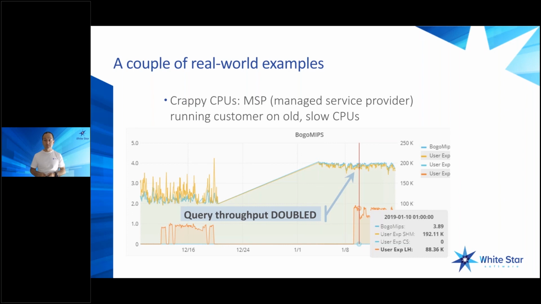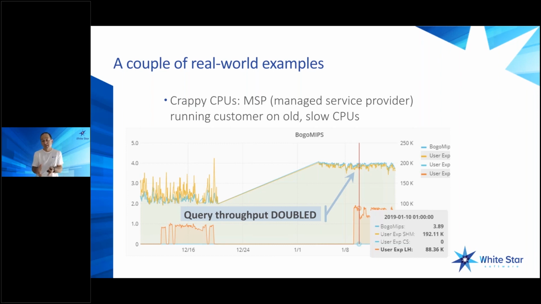Here's a customer we have where they have their hardware with a managed service provider. They're paying some external third-party company to give them the hardware and the virtual machines, and performance was horrible. It just was horrible, right? So we put ProTop on there, and the first thing we saw is these are really slow CPUs. They had a BOGO MIPS value of 2.